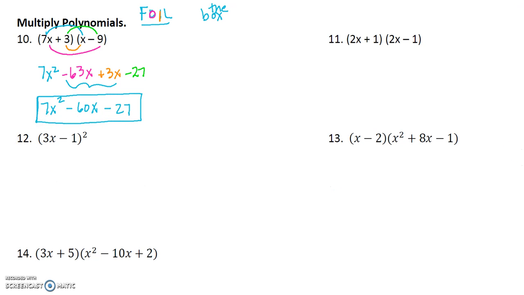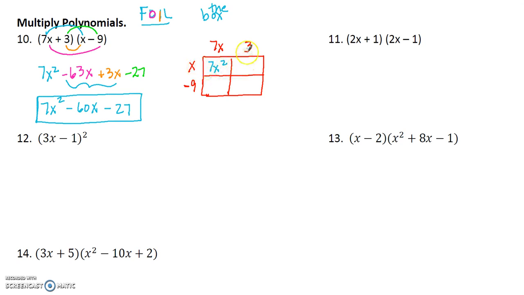If you want to do the box, I'm going to just draw me a box, kind of like the Punnett square that you do in science. And so I'm going to have 7x and then a positive 3 on one side, and then I'll have my x and a minus 9 on the other side. And so all I do is multiply. I'm going to take 7x times this x, and I'll put my answer right here, 7x squared.